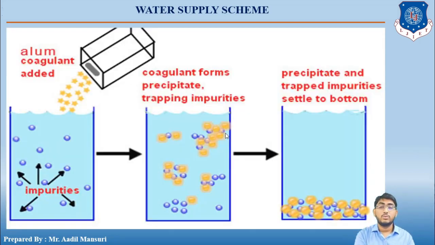You can have a look at this. When you add alum to the impurities, you can see in the second picture that coagulants form a precipitate, thus forming a structure which will settle at the bottom of the tank. In the third jar you can see that the particles have settled down, making a new structure, and these small particles are known as the flocks.